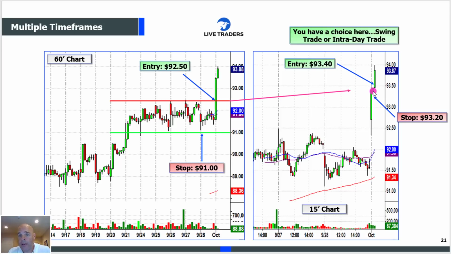We looked at it over here at 93.50. Okay, yes, it was up about a dollar, but we had a 15-minute three-bar play with a 20-cent stop loss. 93.40 by 93.20, and it popped to 94. Went 3-1 in 15 minutes. How is this possible? Because of the 60-minute chart.